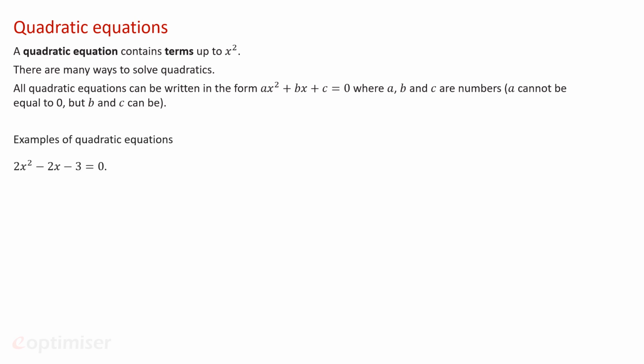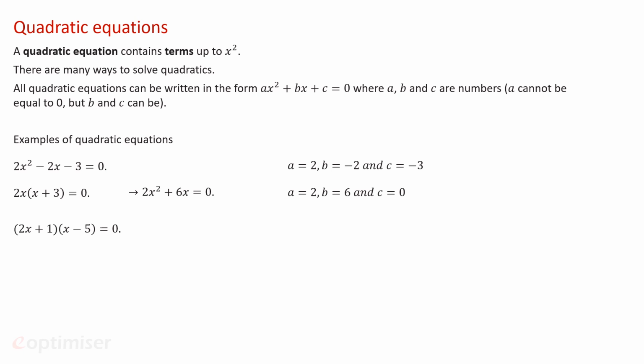Then it will be a quadratic equation. So examples of quadratic equations: 2x squared minus 2x minus 3 is a quadratic equation because here the values of a is 2, b is minus 2, c is minus 3, but it's a quadratic because it has an x squared term. 2x into x plus 3 is equal to 0 is a quadratic. It doesn't look like a quadratic, but if you expand the brackets, you will get the quadratic form, where a is equal to 2, b is equal to 6 and c is equal to 0.